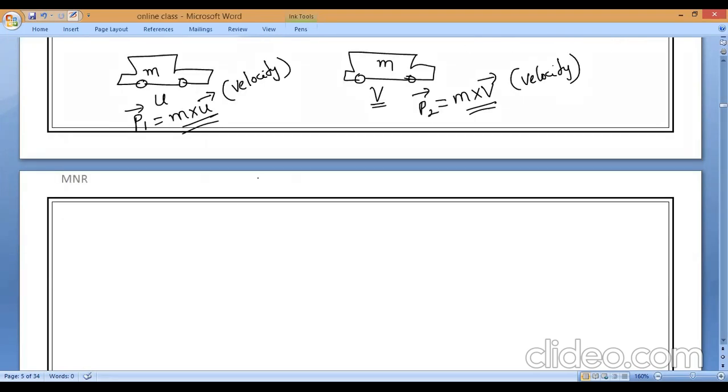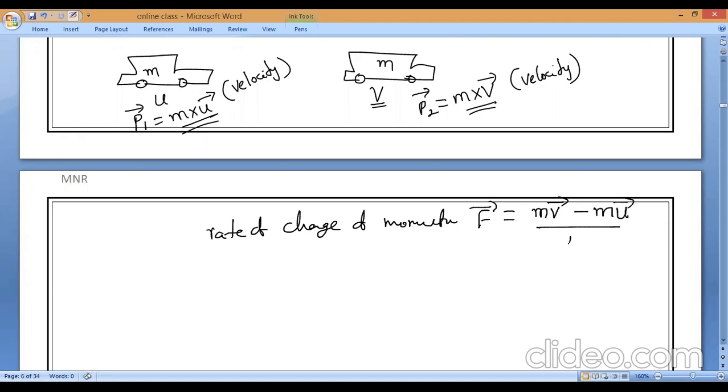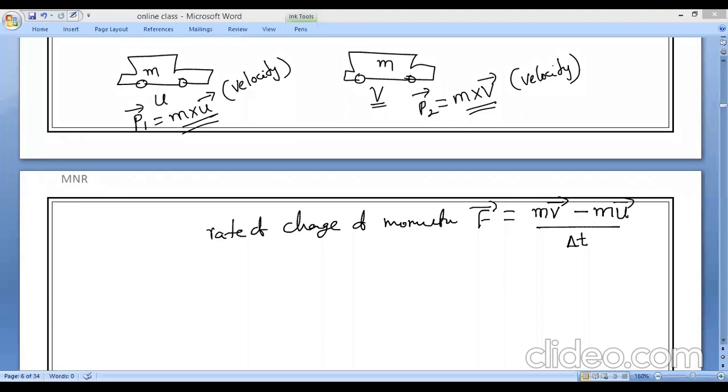So I can say change in momentum, that is rate of change of momentum, is what we can say is force, which is equal to, what is the formula? You tell me. Final momentum, mass into final velocity minus mass into initial velocity, divided by delta t. Is it okay, everybody? Yes, sir.